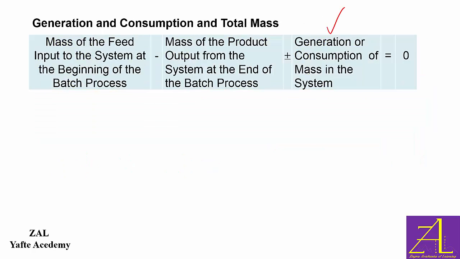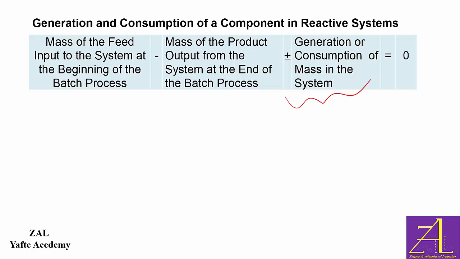The third term is the mass that is generated or consumed inside the system during delta T, or between 8 a.m. to 10 a.m. Generation or consumption for total mass is always zero for all systems. However, if we have reaction in the system, in some specific circumstances when we write the equation for a component or a species in the system, this term may not be zero.